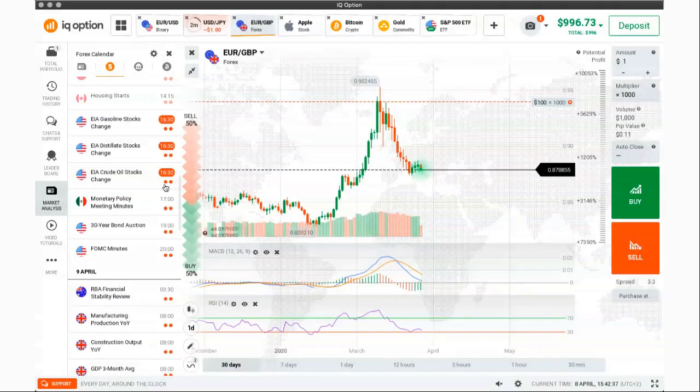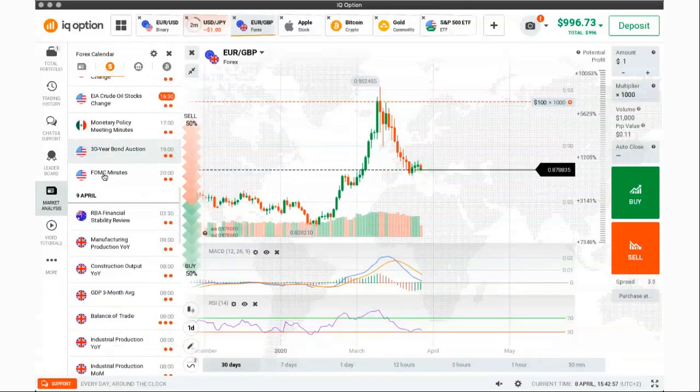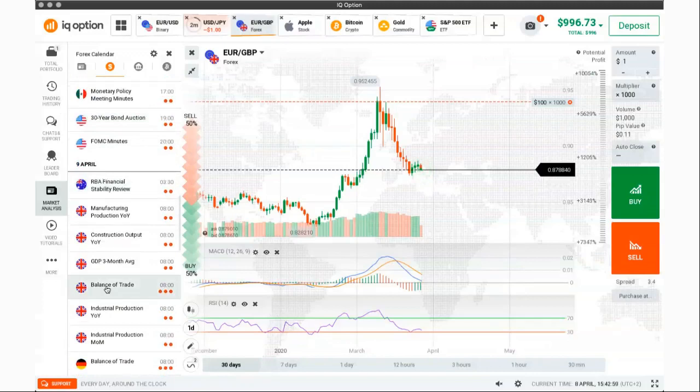So it shows me the time of the event, the importance with these two dots here. I'll explain that in a second. Which event I'm looking at, and the country. Okay, I wouldn't really go anywhere near Forex without understanding fundamentals. Otherwise, I'm stabbing in the dark. Now, if I scroll down, I can see that we've got a balance of trade macro from the UK happening tomorrow at 8 o'clock in the morning.